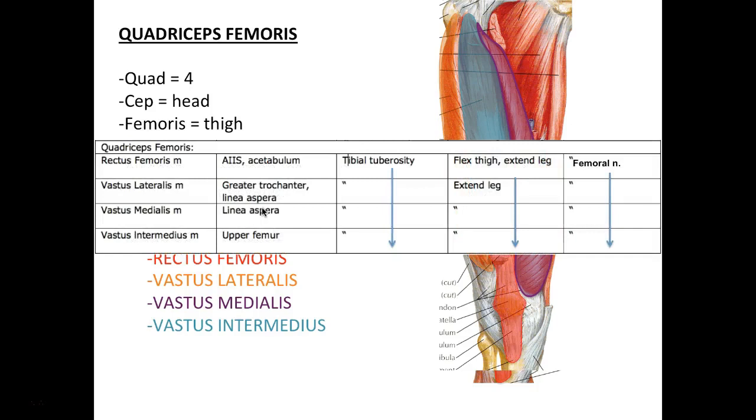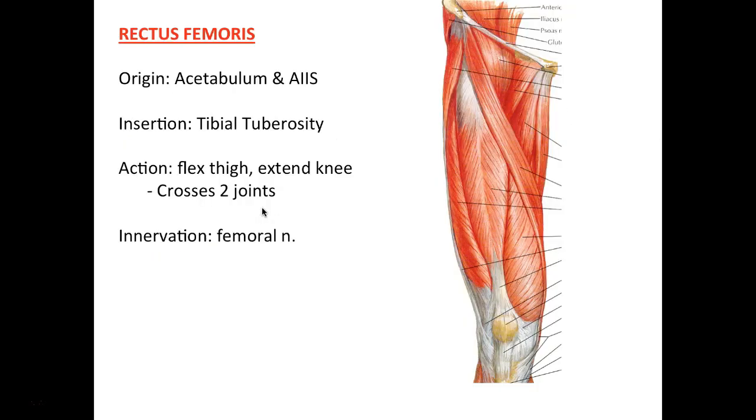Okay, so let's go through each of these individually. So here's your rectus femoris. It is originating from your acetabulum and your AIIS. It then is going to reach down to attach to your tibial tuberosity. And you guys can palpate your tibial tuberosity, right? So you'll see exactly where all of these muscles are inserting. And by doing that, all of these muscles are also creating that patellar tendon and encasing this patella, making it a sesamoid bone.